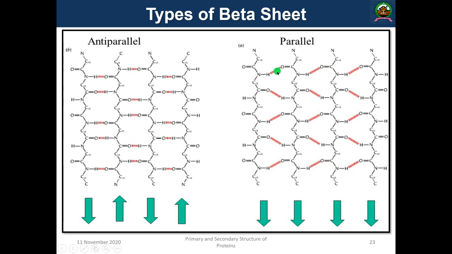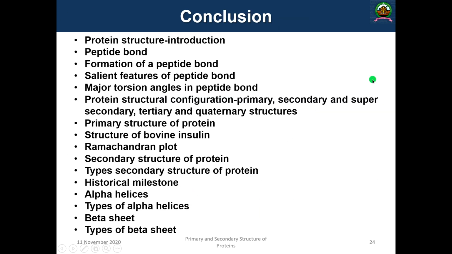Okay, and parallel it will be like this. Anti-parallel it will be like this. So anti-parallel will be more stable than parallel because of steric clashes. So this is very important. This is all about the secondary structure of the protein, dear students. This is one of the most important topics in this particular unit.